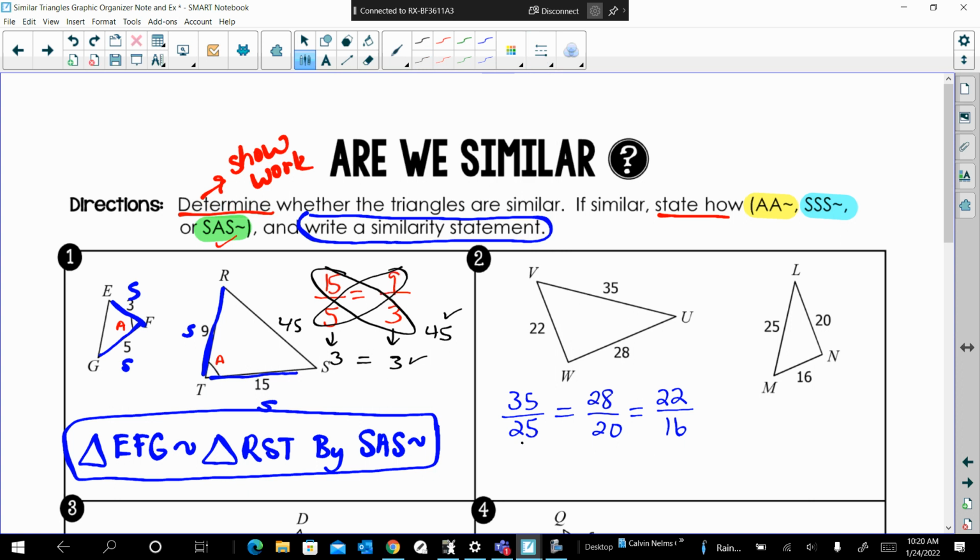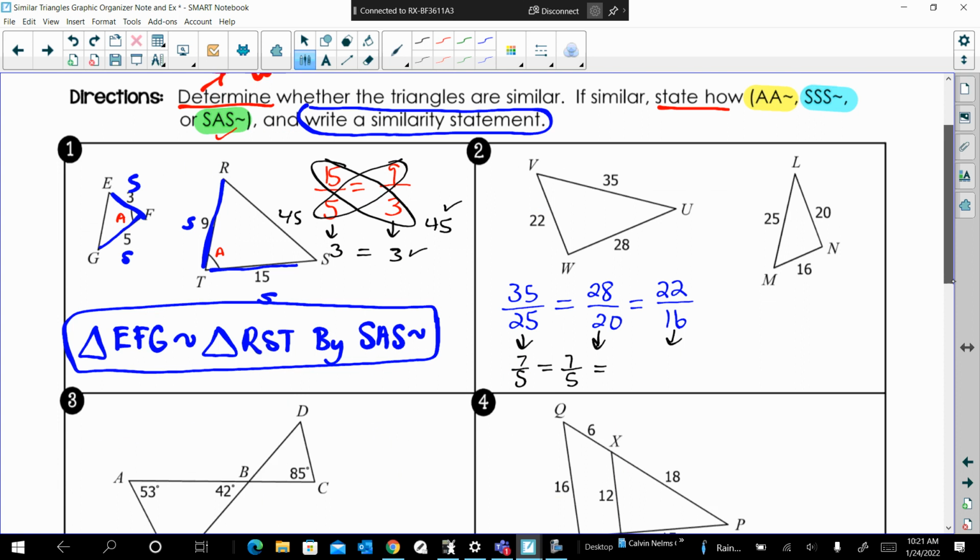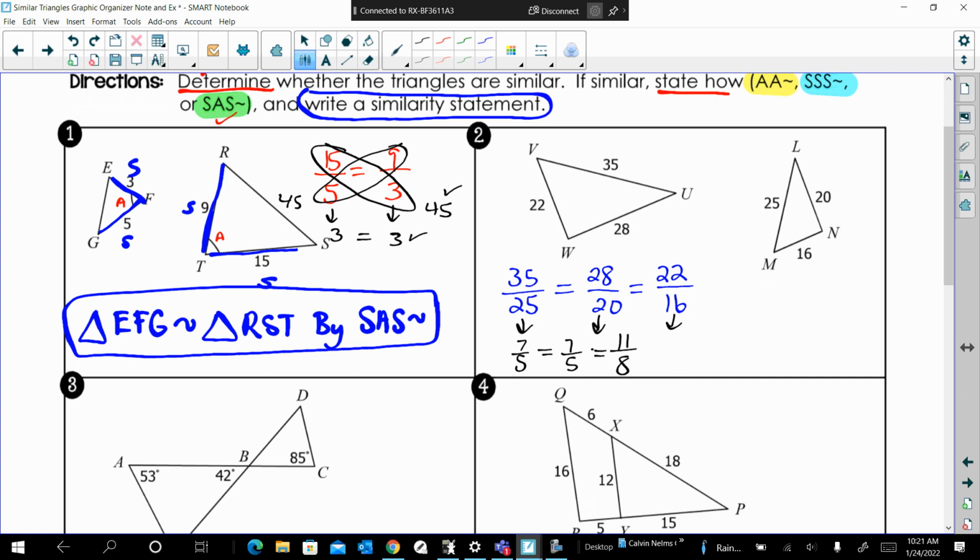Reduce down. Use your calculator to reduce if you need help. What is 35 over 25 reduced to? 7 over 5. What does 28 over 20 reduce to? 7 over 5. What does 22 over 16 reduce to? 11 over 8. Right there, not similar, because they don't equal. So we would just write not similar.